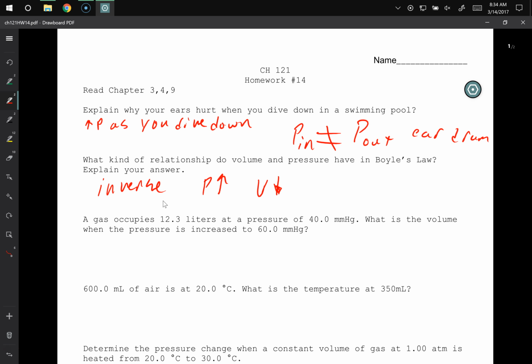It decreases, right? As I dive down into the swimming pool, there's more pressure on the balloon. The interior pressure of the balloon hasn't changed. I haven't added any particles to it or anything. And so because the pressure is unequal, the volume of the balloon decreases.